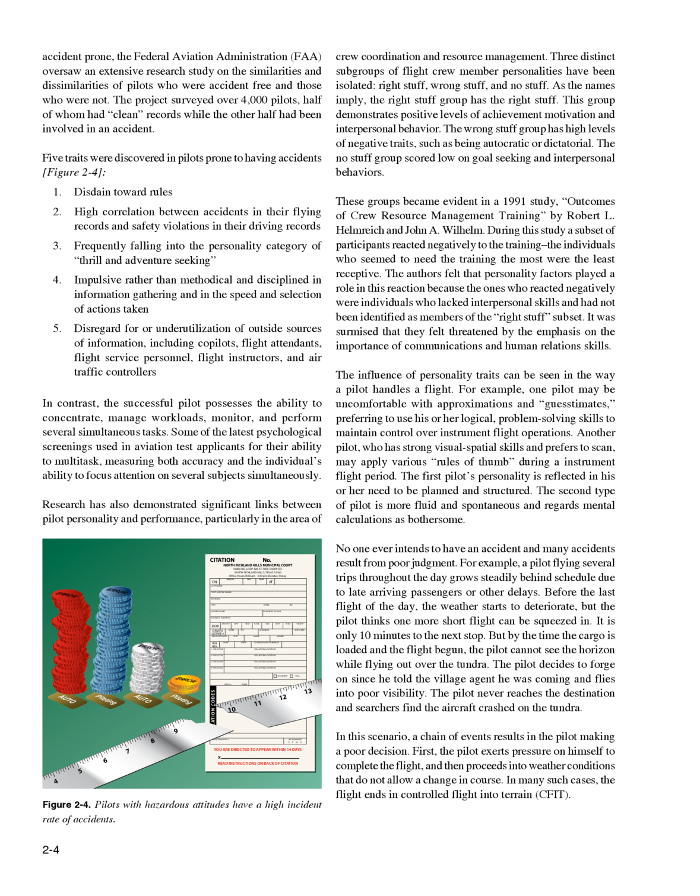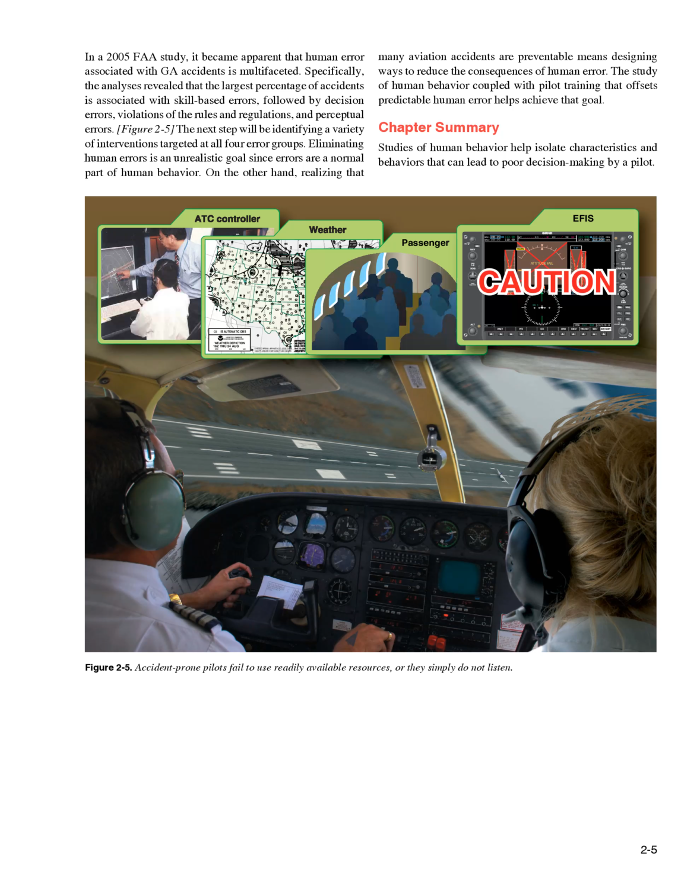In this scenario, a chain of events results in the pilot making a poor decision. First, the pilot exerts pressure on himself to complete the flight, and then proceeds into weather conditions that do not allow a change in course. In many such cases, the flight ends in controlled flight into terrain, CFIT. In a 2005 FAA study, it became apparent that human error associated with GA accidents is multifaceted. Specifically, the analyses revealed that the largest percentage of accidents is associated with skill-based errors, followed by decision errors, violations of the rules and regulations, and perceptual errors. Figure 2.5, the next step will be identifying a variety of interventions targeted at all 4 error groups.